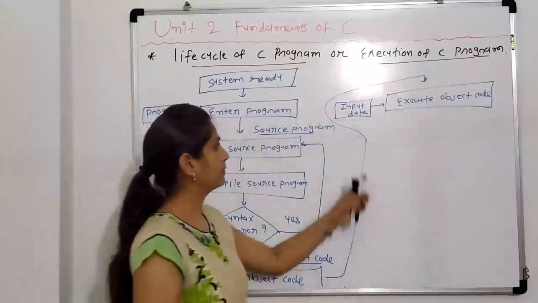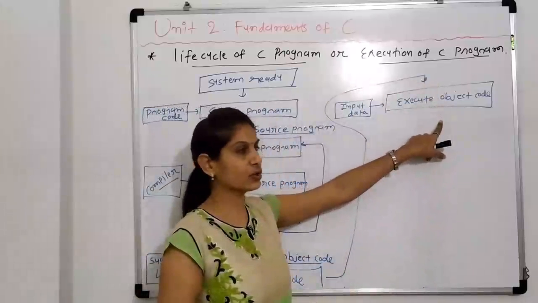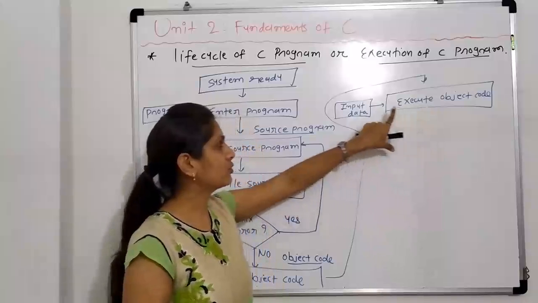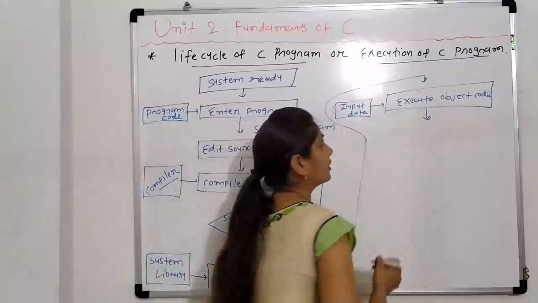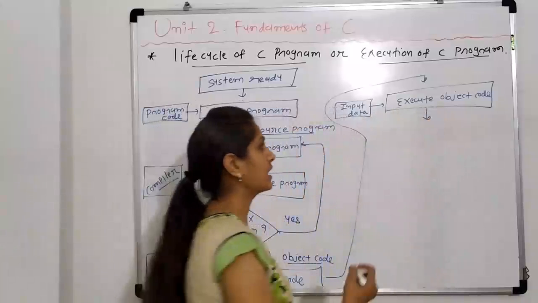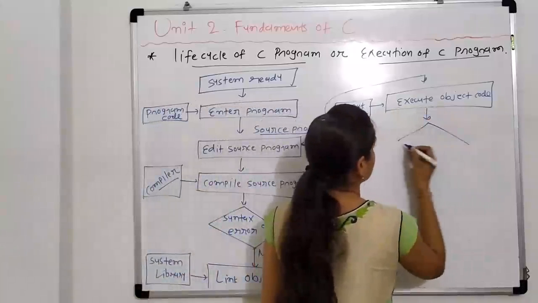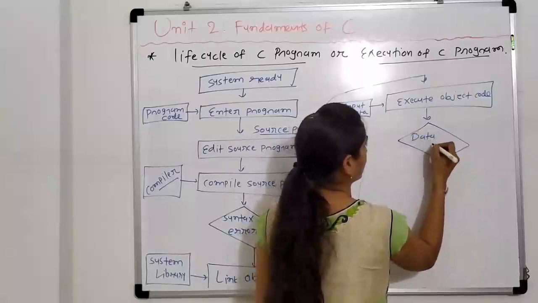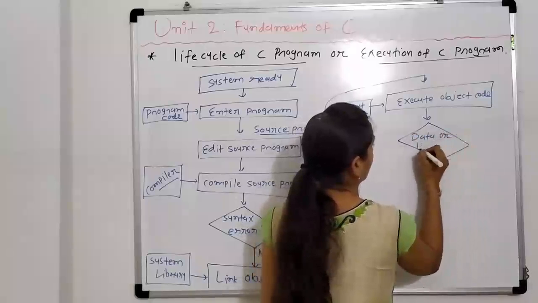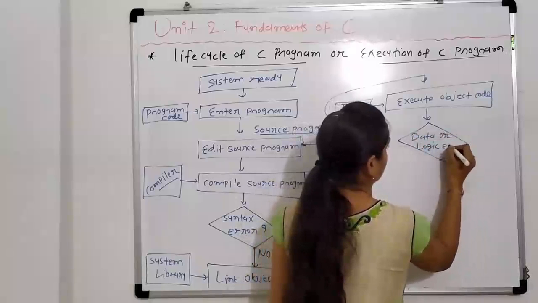After this step, next is what? Execute object code, and that will be executed with the input data. Now whenever you are executing a program, again check the errors. And there are two types of error. First is a data error or logic error.